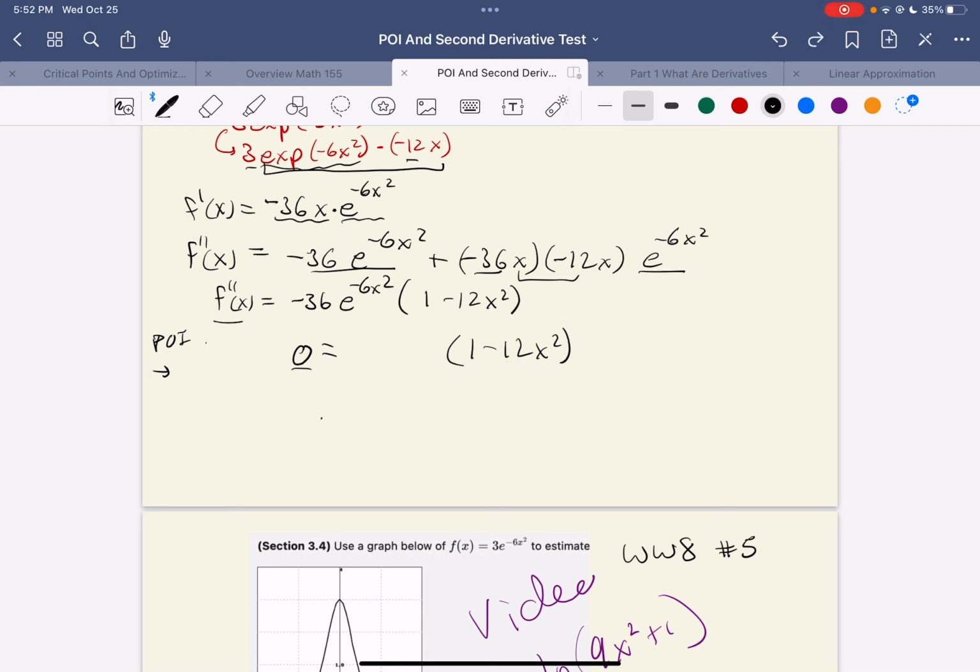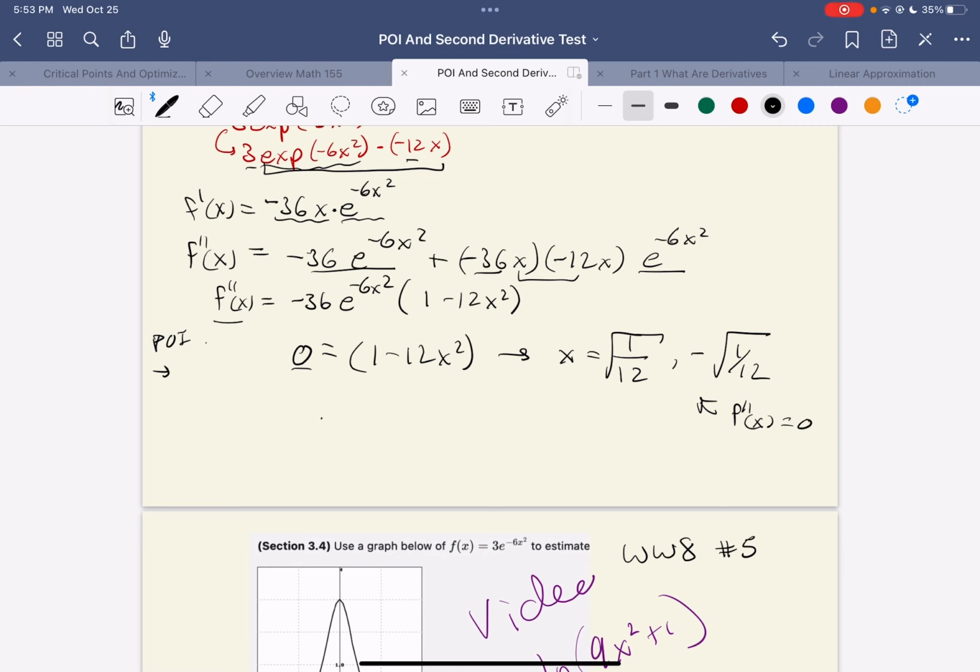Whoop, that's not what I wanted. Sorry. This polynomial is equal to 0. Sweet, let's solve for x. So we get x is equal to, and I guess move over the 1, divide by 12, and then take a square root. But we need to remember to include the negative square root, so plus or minus 1 over root 12. All right, so these are the x values for where the second derivative is 0.